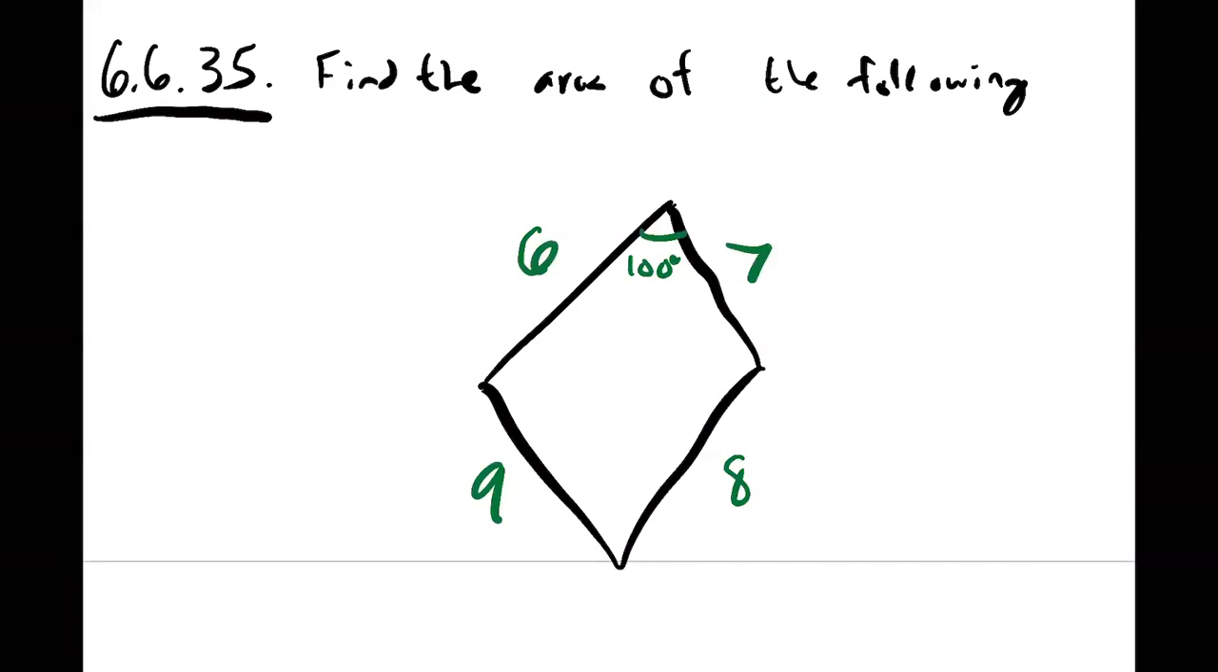Using Heron's formula specifically. Can anyone see how to do this? So we don't have triangles, but we do have triangles in the picture, right? Yeah, so we want to draw the line in the middle here. We want to find the area of the top triangle, find the area of the bottom triangle, and then add them together. That's going to be the area of the entire figure.